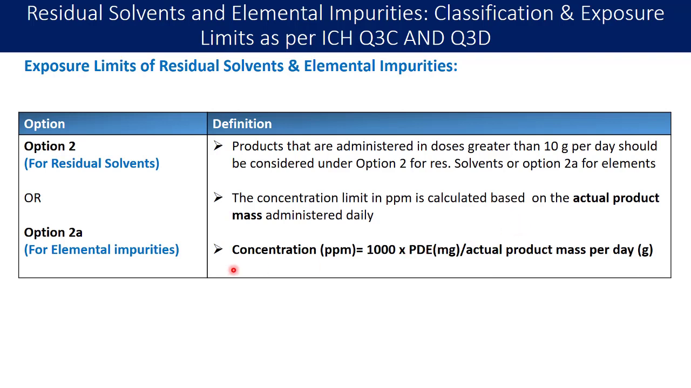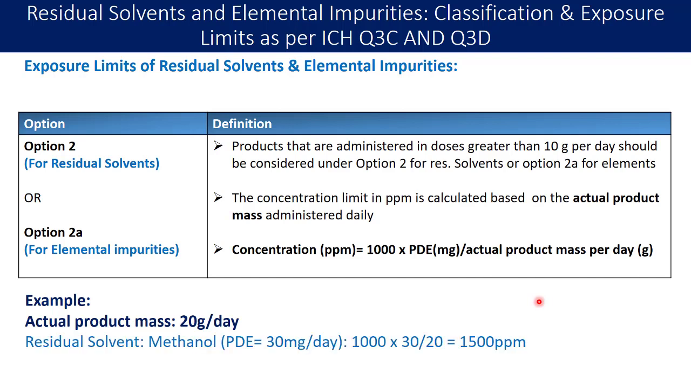So this is the calculation formula for concentration in ppm: 1000 into PDE in milligram divided by actual product mass per day in gram. You remember during option 1, we considered the fixed product mass of 10 gram. But in this case, you have to consider the actual product mass. Let us take one example. So the actual product mass is how much now? 20 grams per day, okay, which is greater than 10 grams. So you have to use option number 2.